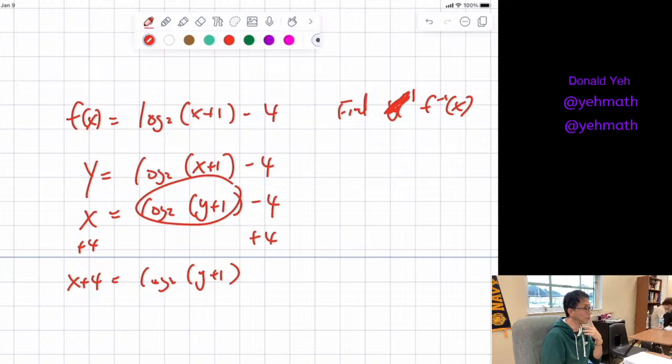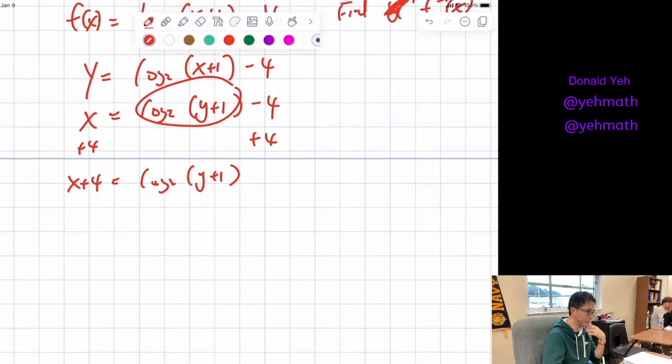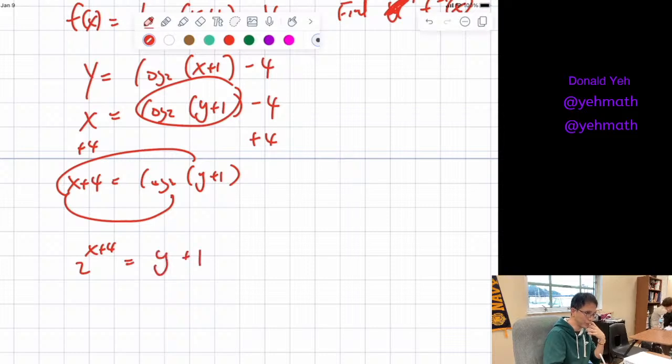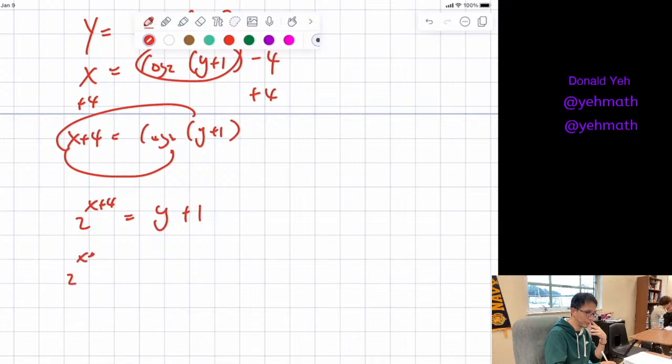You can do it the hard way. I'll show you 2 ways. So it'd be 2 to the x plus 4 equal to y plus 1, and move the 1 over. 2 to the x plus 4 minus 1 equal to y. So f inverse of x equal to 2 to the x plus 4 minus 1.